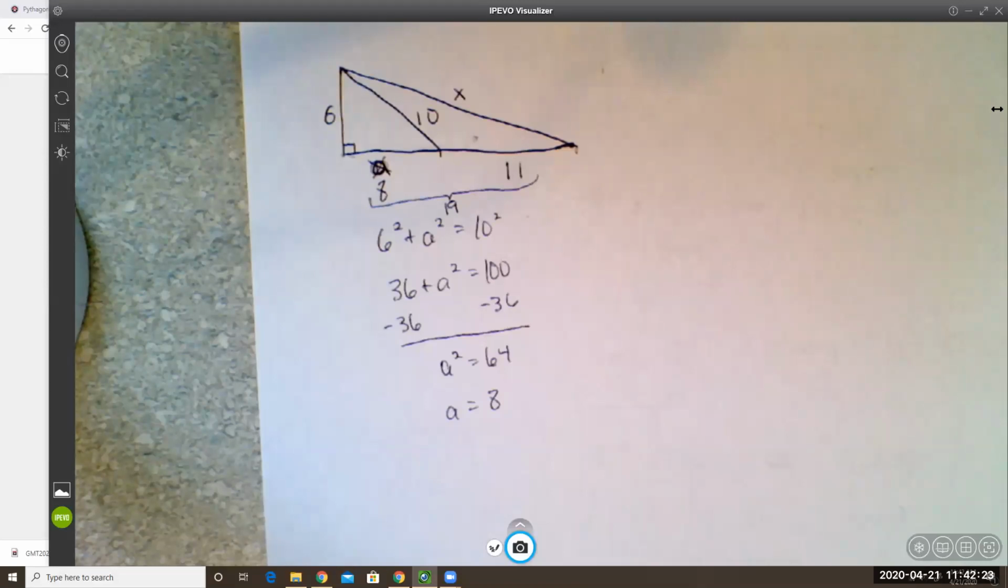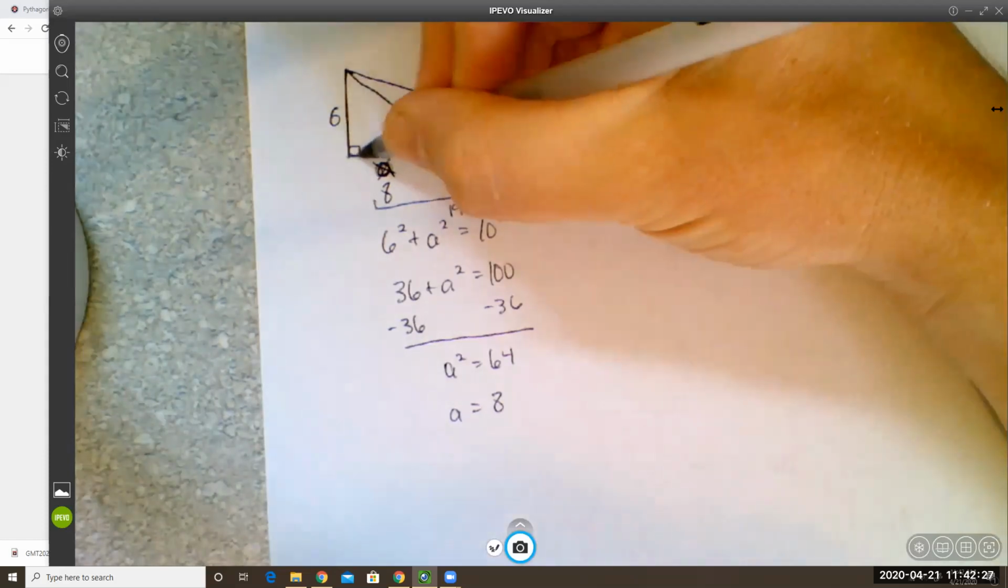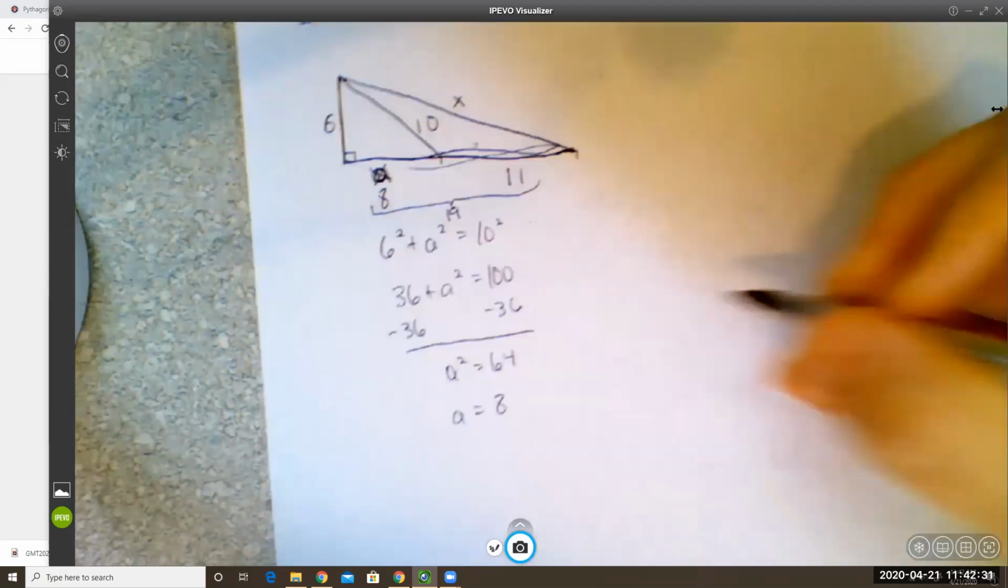Okay, and so now we can apply the Pythagorean theorem again. We can say 6 squared plus 19 squared equals x squared.